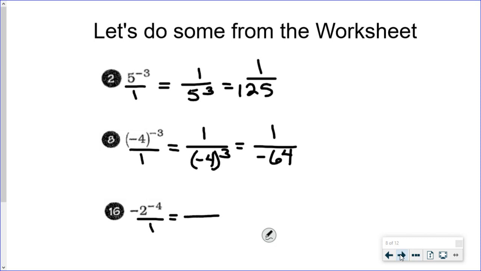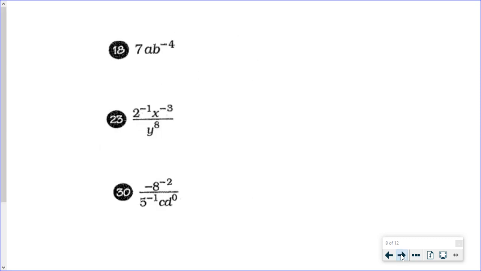Okay, that means I'm moving this -2 down. The negative stays for the base number, but the power becomes a +4. I need something on the top of that fraction. Okay, now this means the negative and then 2 times 2 times 2. So not in parentheses. That gives me -16. Think about that. Okay, we're going to do a couple more.